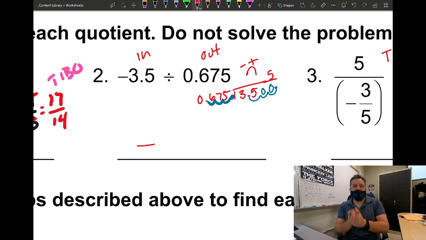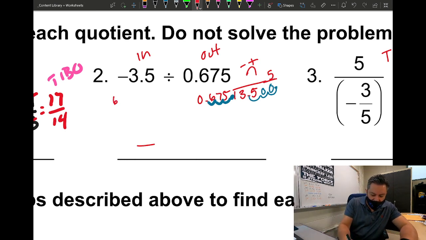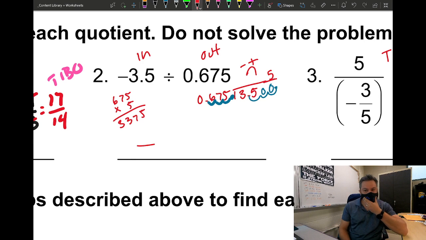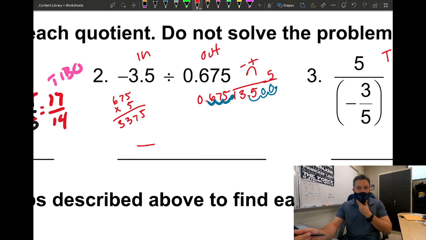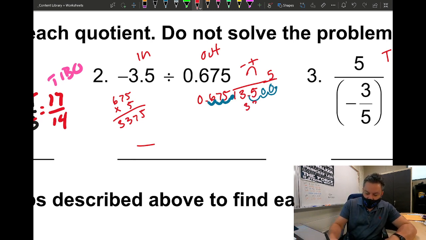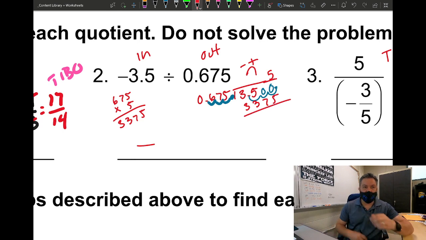And this is why a lot of you don't like it. I don't like it because it takes forever, right? So you're going to take 675 times 5. You're going to multiply that, and you're going to get 3,375. Is that less than 3,500? Yes. If you add 675 more, will it go over 3,500? Yes, it will go over 3,500. So basically, 675 times 6 is going to be more than 3,500. So we're going to use this, and then we're going to subtract.